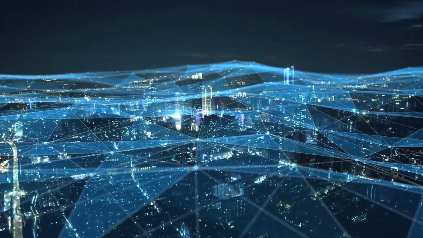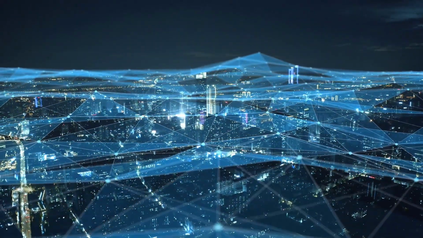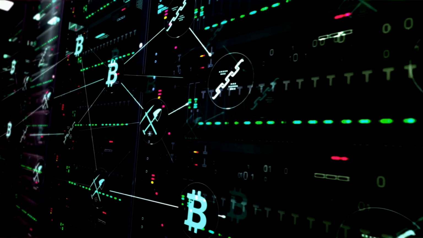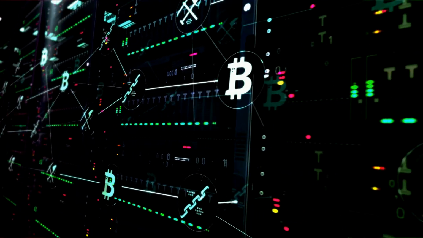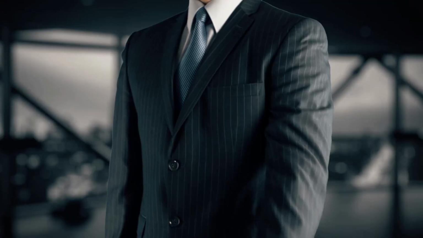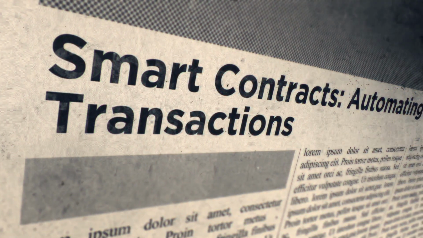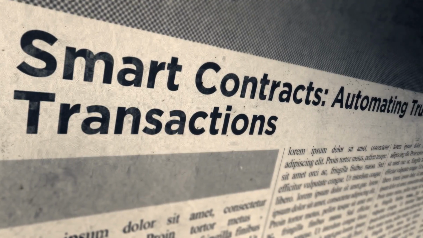Section 9. The Horizon. Future potential and evolving impact of smart contracts. The future of smart contracts is intrinsically linked to the continued evolution of blockchain technology. We are already witnessing the development and adoption of Layer 2 scaling solutions. These solutions aim to improve transaction speeds and reduce costs on existing blockchains.